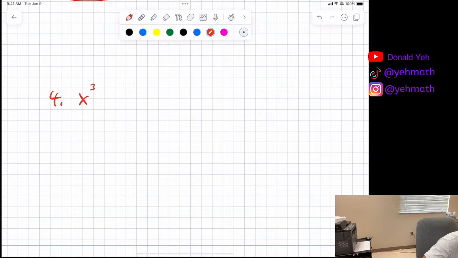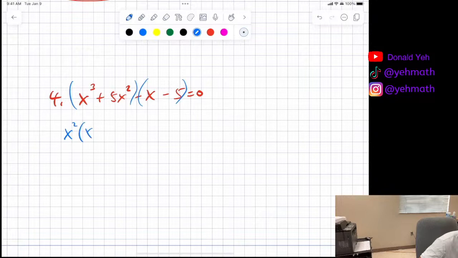x cubed plus what? Equal to 0? All right, so what you can do is, this is a 4 term, so it's factored by grouping. So you're gonna factor out x squared as x plus 5. And if you factor out -1, that is gonna be x plus 5 equal to 0.